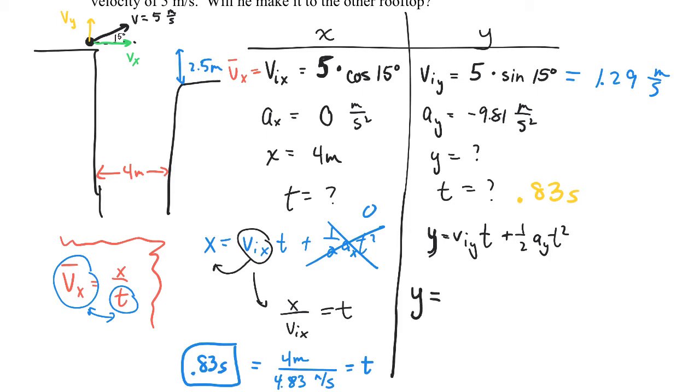We don't know y, we're looking for it. VIY is 1.29. The time is 0.83 seconds, plus 1/2 times negative 9.81 times 0.83 seconds squared. I'm going to just drop all my units for now, because I'm running out of space. In my answer, I always have units. 1.29 meters per second times 0.83 seconds plus 1/2 times negative 9.81 meters per second squared times 0.83 squared.